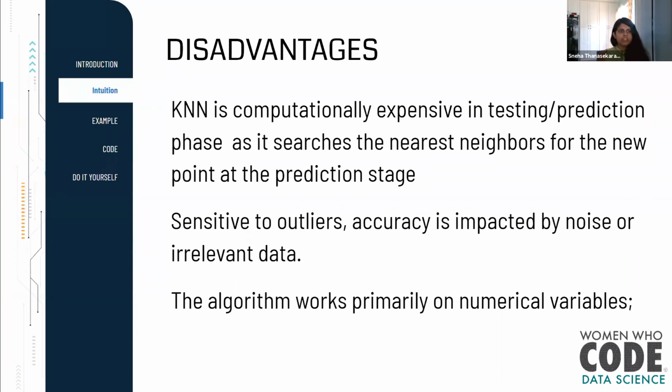And the last point is that the algorithm works primarily on numerical variables. So if your data set contains categorical variables, which is usually the case when we are doing classification, it has to be handled specially to apply this algorithm. Usually it can be as simple as a label encoder, but sometimes it can be a complex process as well.